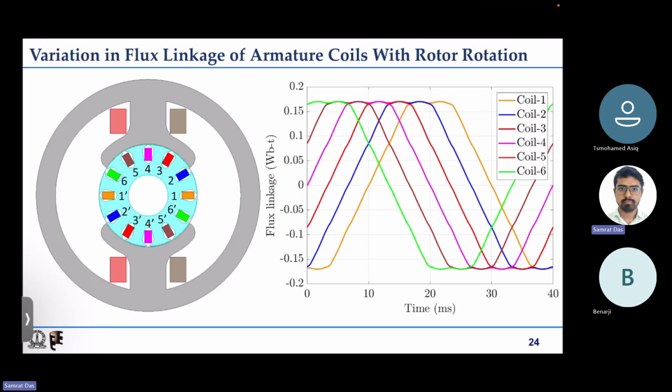So if we consider the armature of a DC motor, and we are here considering 12 slots, so we are putting 12 coils into that, considering a single layer winding. Now if the rotor is rotated at a constant speed while the field winding is excited, and none of the armature windings are excited, then we saw that the flux linkage of all individual coils will be varying with time.